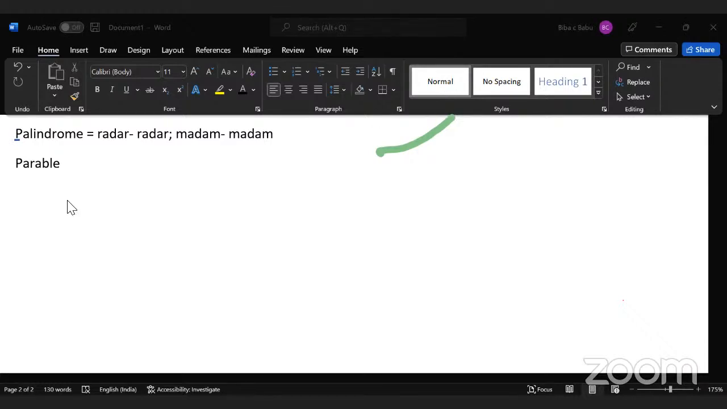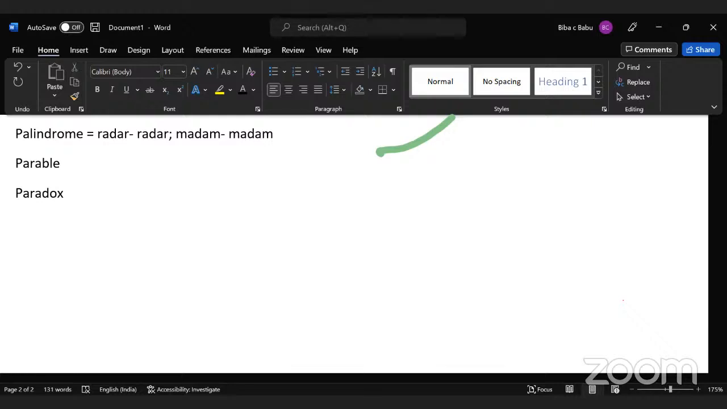So a parable is a short story with a moral. It is also known as a spiritual story, related to religion. It comes in religious books like the Bible, Quran, Ramayana, Mahabharata. These are stories with a moral or spiritual lesson.